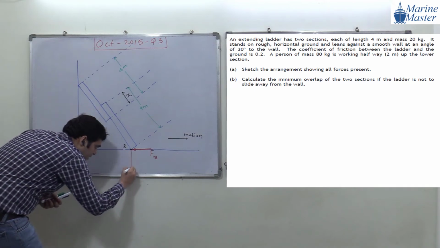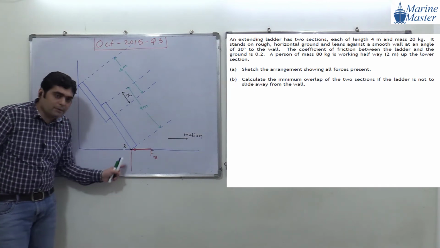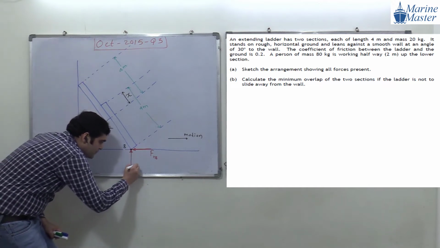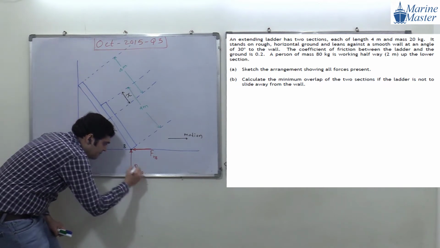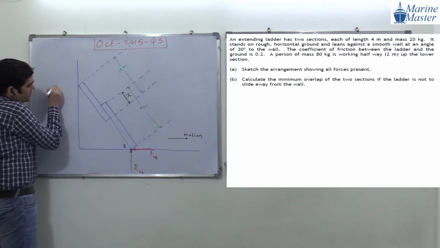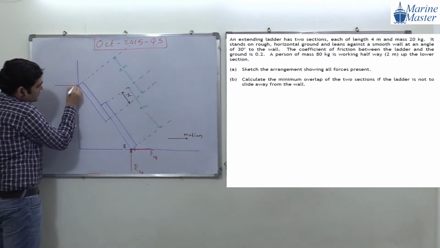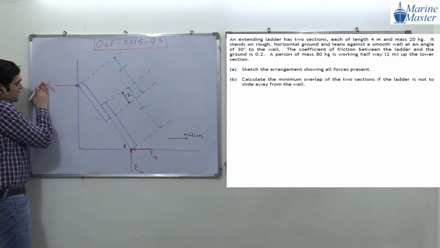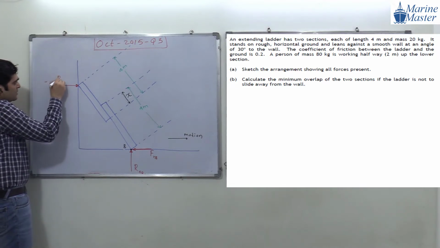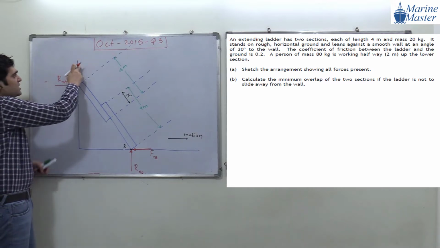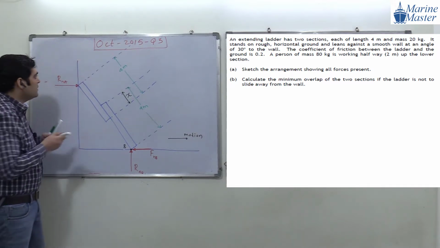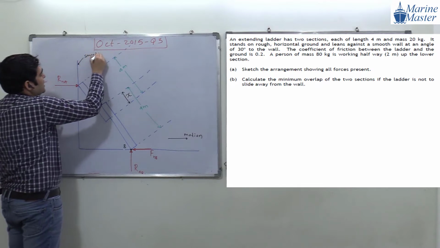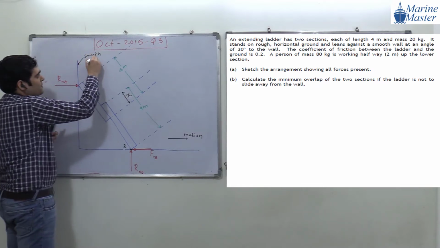Now there will be a normal reaction here. This normal reaction we will say RNB. Then here there will be another normal reaction, we will say RNA. Now, what is the speciality of this wall? This wall is smooth. What is meant by smooth wall? No friction, frictionless.